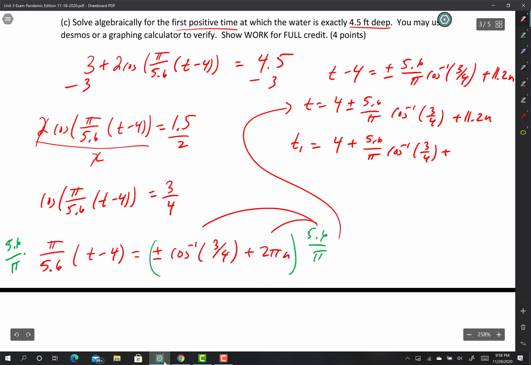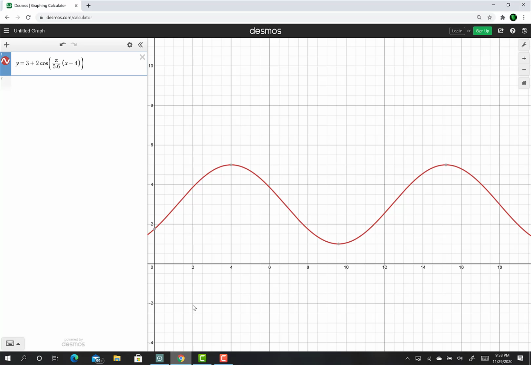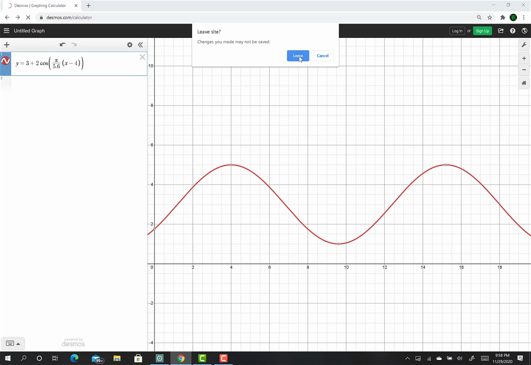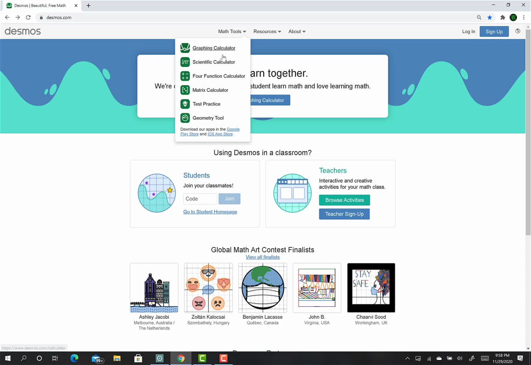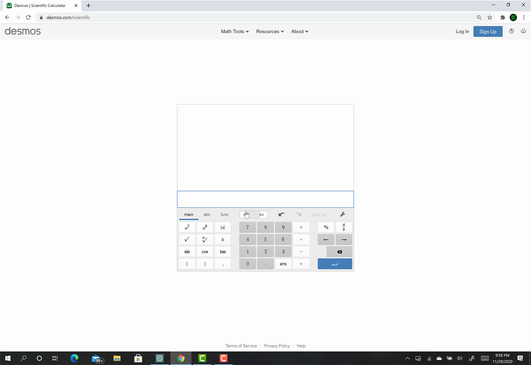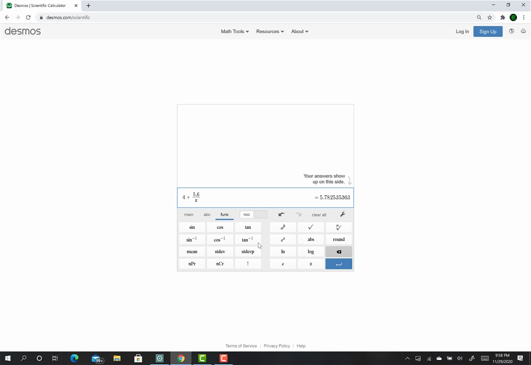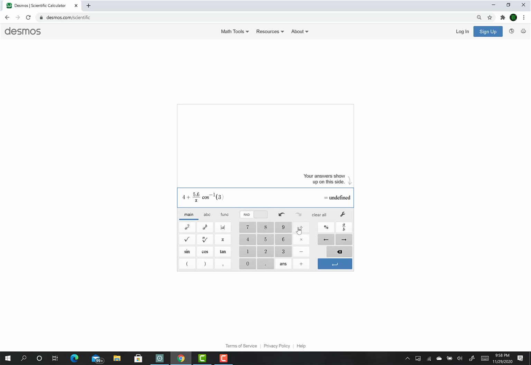So let's see what this part is. So T1 equals 4 plus, let's see if we can remember that. I don't need a graphing calculator. I mean, you can use a graphing calculator, but you don't need it. So I'm going to put, let's see if I remember, 4 plus, and then it was 5.6 over pi, and then it was arc cosine of 3/4. You can also say 0.75. And there it is, 5.288.